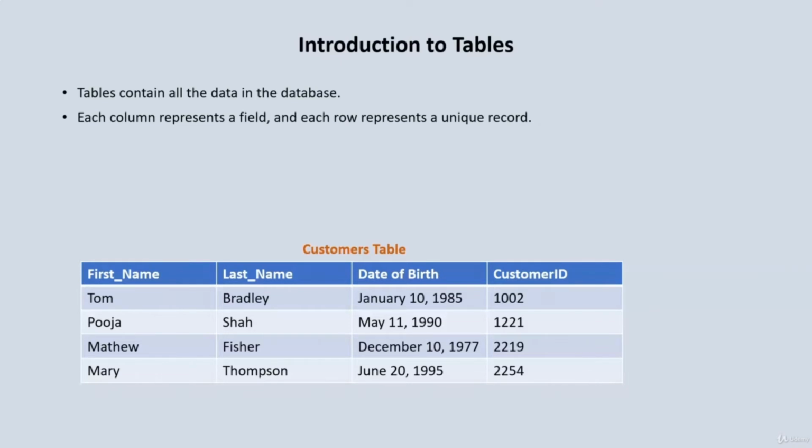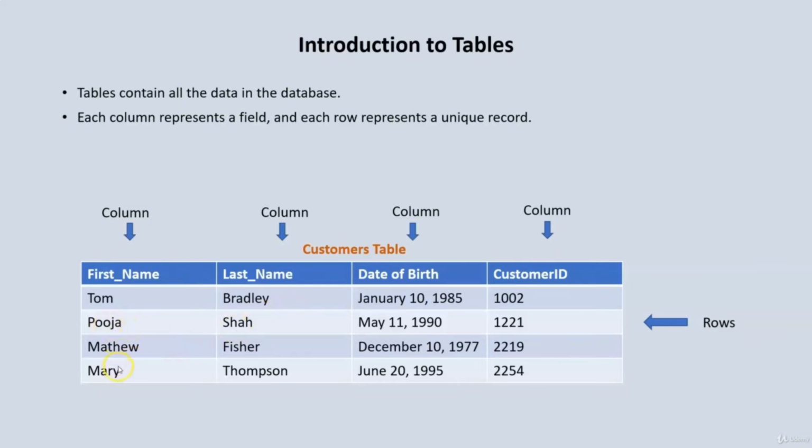Each column represents a field and each row represents a unique record. We have the first name column, last name column, the date of birth column, and the customer ID column. Now, each row is a unique record. So we have this row that belongs to Tom Bradley, date of birth January 10, 1995, with a customer ID of 1002. So the information we have in this row is unique to Tom Bradley.